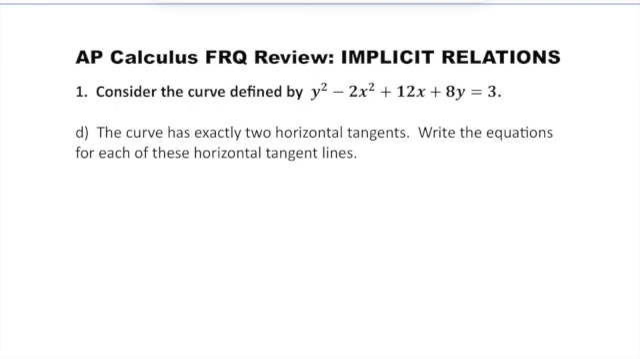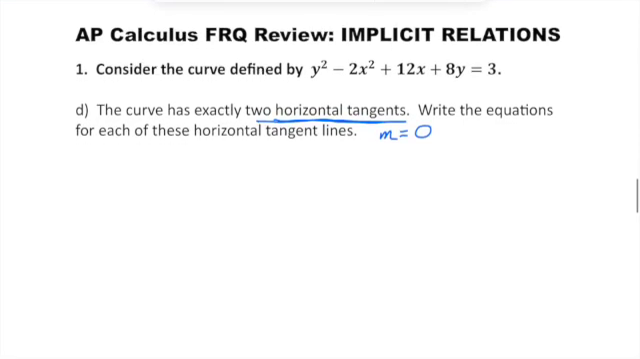So okay, part D here. Now we'll take a bit of a change of pace. Part D says this curve has exactly two horizontal tangents. Write the equations for each of these horizontal tangents. Okay, so again, this is probably something you've encountered throughout the year in calculus. Horizontal tangent lines: what is the slope of a horizontal line? The slope is 0. And where do we get our slopes from tangent lines?